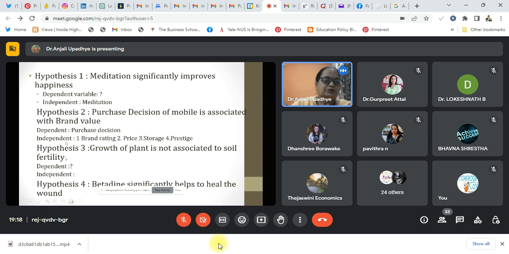Okay. Now, here is hypothesis number 3: growth of the plant is not associated with the soil fertility. Now you tell me what is the dependent variable and what is the independent variable. Anybody?